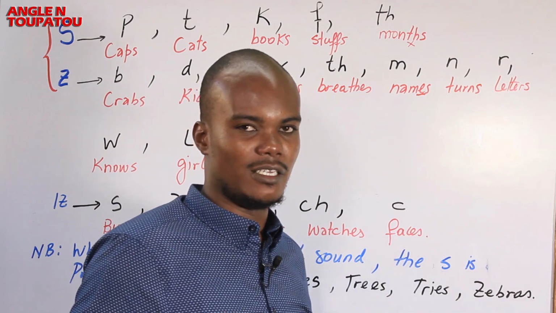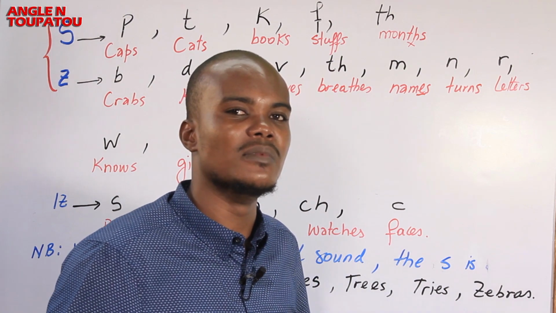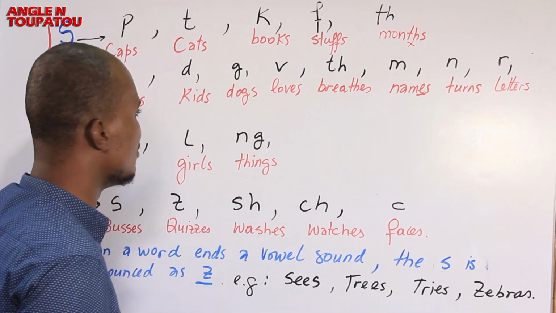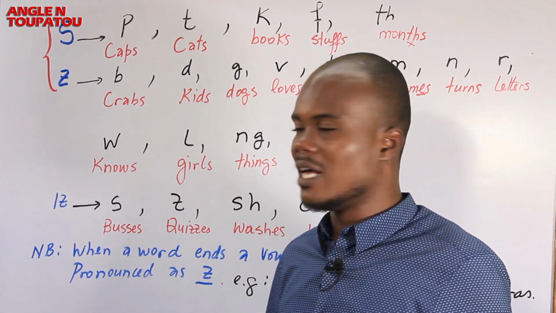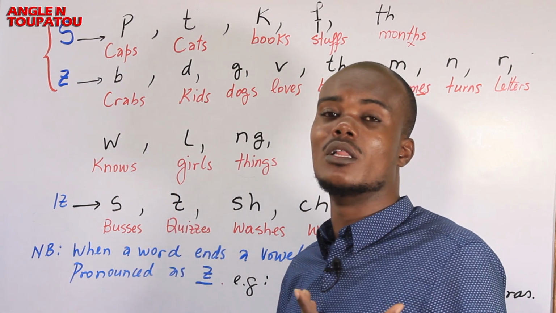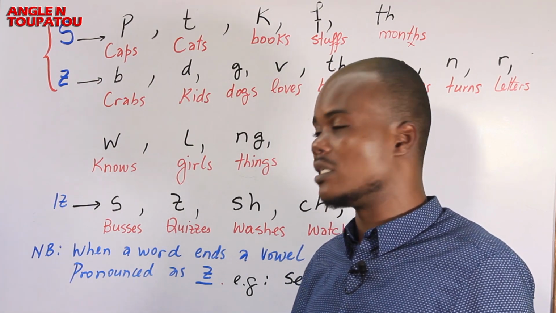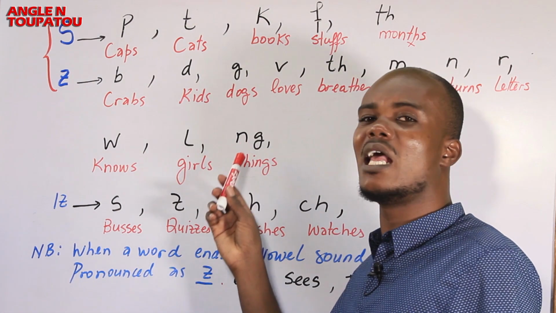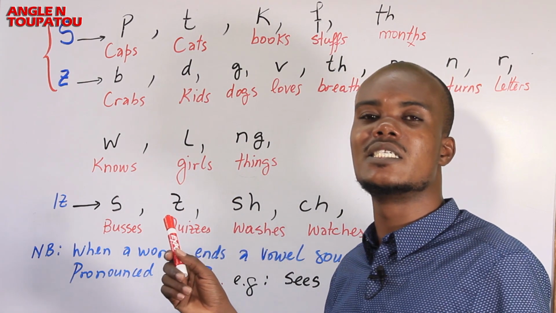If the word ends with an R sound before the S, you pronounce that S as Z. Letters. And for W, you say nose. If it ends with a W sound before the S, nose. If it ends with an L sound before the S, the S is pronounced as Z. Girls. The same for the sound before the S, the S is pronounced as Z, like in things.